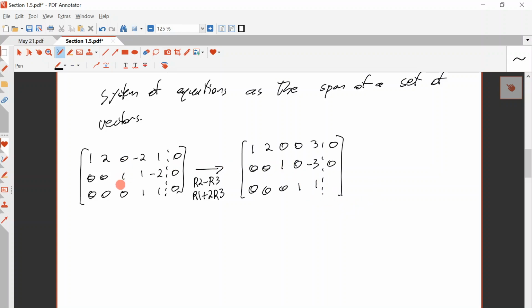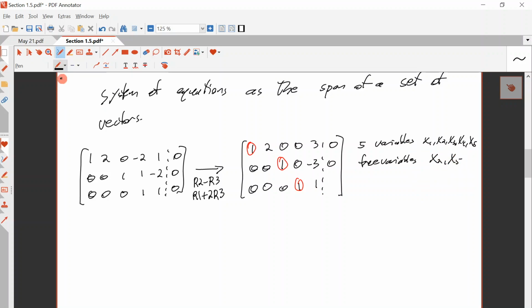And now we are in reduced row echelon form. The leading coefficients are here, here, and here. So the free variables are, and how many variables do we have? We've got 1, 2, 3, 4, 5 variables: x1, x2, x3, x4, x5. And the free variables are the ones in the columns that don't have leading coefficients. So that's x2 and x5.